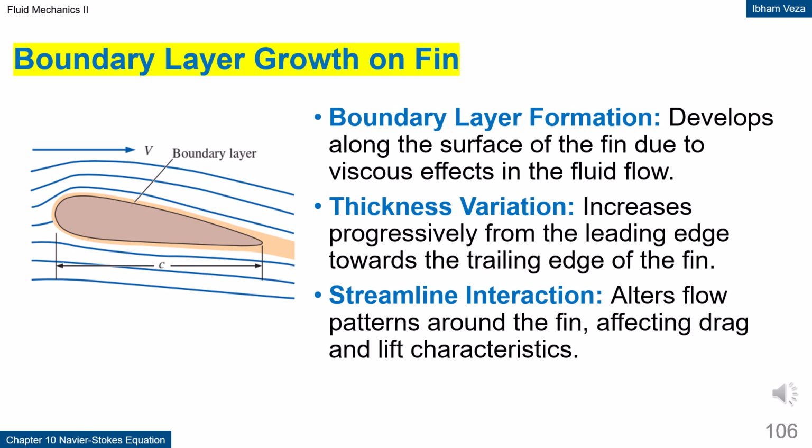Boundary layer growth on fin surface. The boundary layer develops along the fin surface due to viscous effects in the fluid. Its thickness increases from the leading edge toward the trailing edge. This change modifies the flow pattern around the fin and affects drag and lift forces. The interaction between the main flow and the viscous layer determines the aerodynamic performance of the fin. Therefore, fin geometry plays a crucial role in controlling boundary layer development.